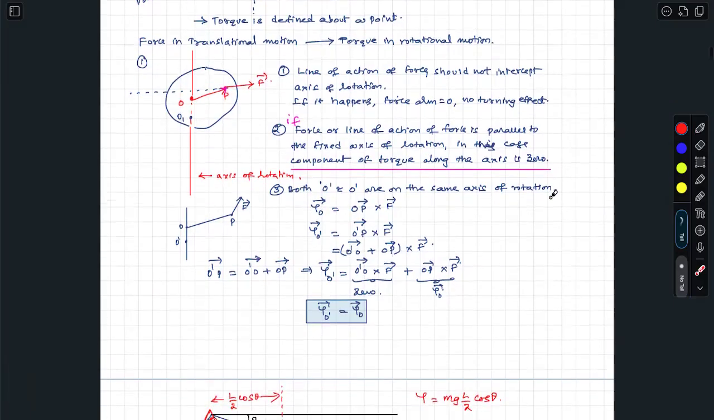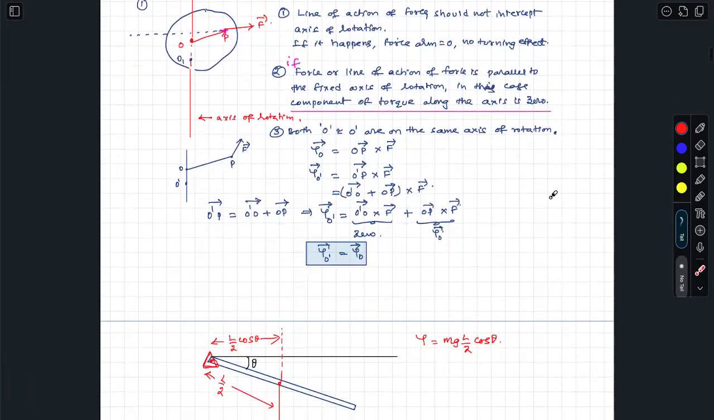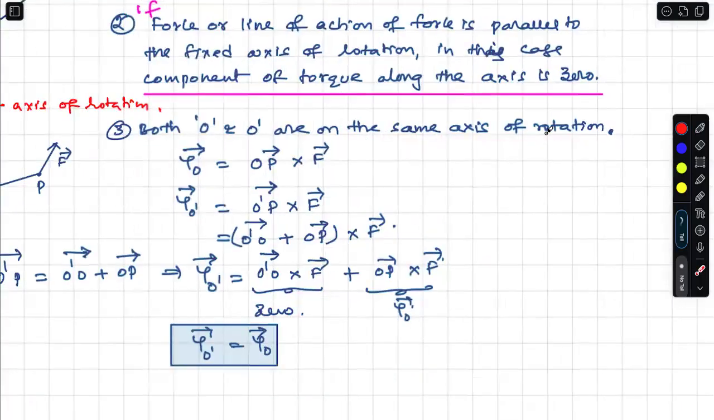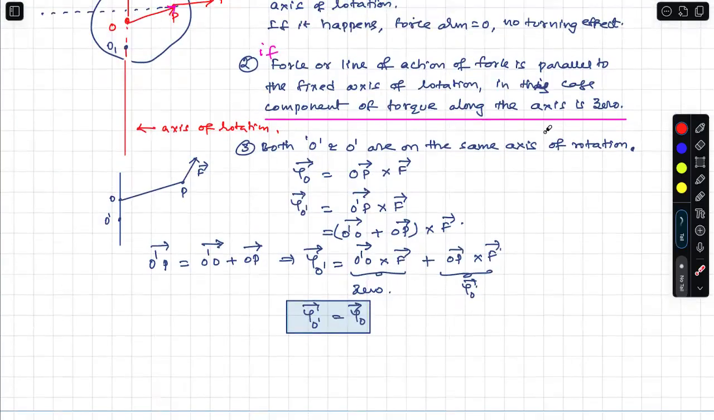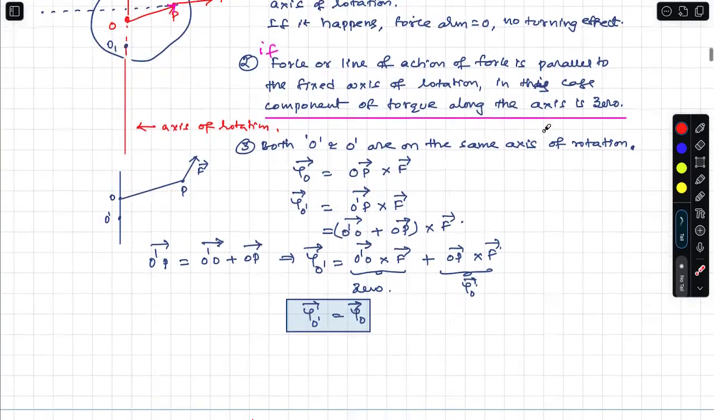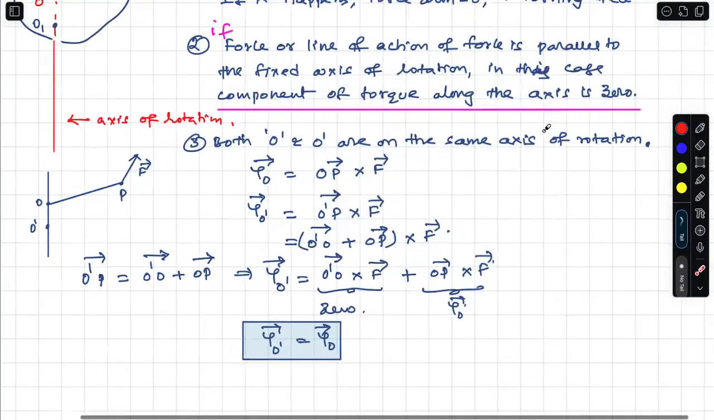Next, the third point. Now I've identified that this is my fixed axis of rotation. And I choose 2 points. One is a point O, the other is a point O dash. O dash is below O. And remember, both O and O dash are on the same axis of rotation.